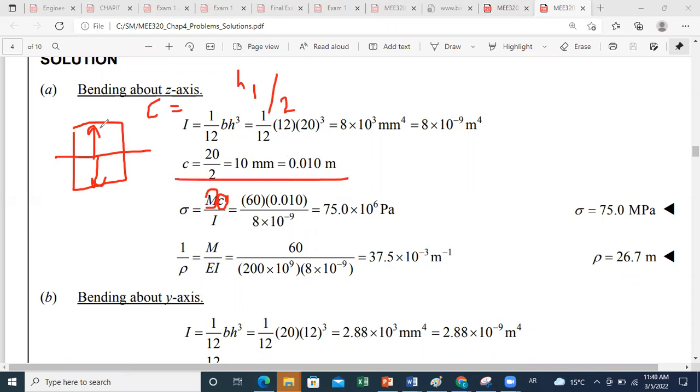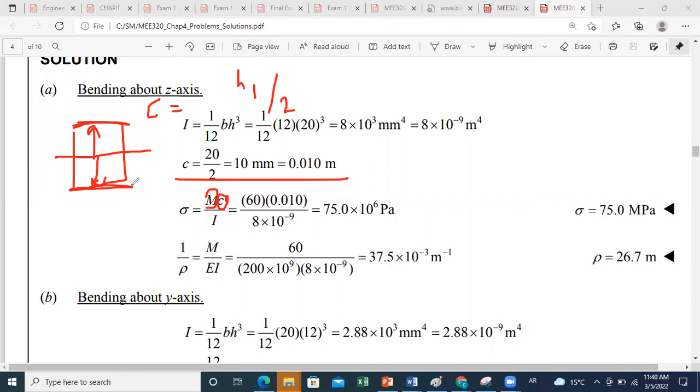So if you want the absolute value, your maximum tension and maximum compression will be equal because Y top and Y bottom are equal. Okay, and in general, if you have different C's, if they just ask the maximum stress, they don't specify if it's tension or compression, you take the largest distance.